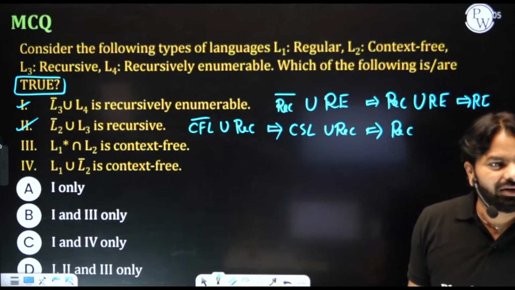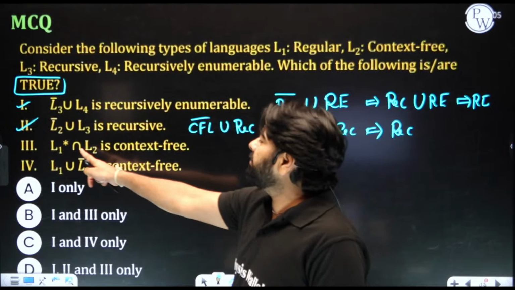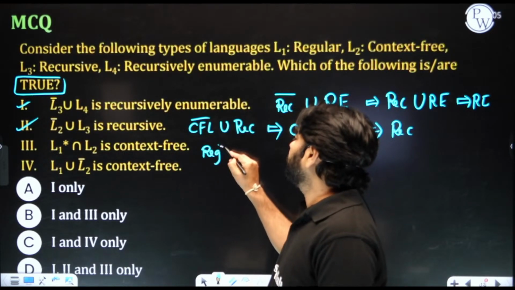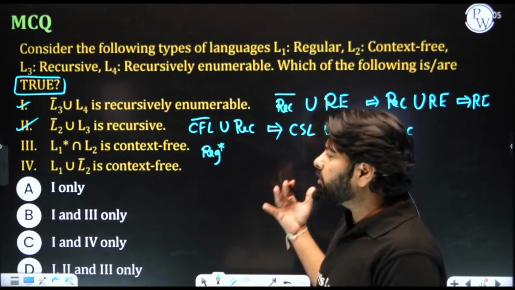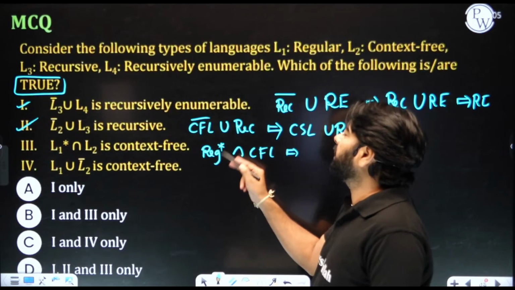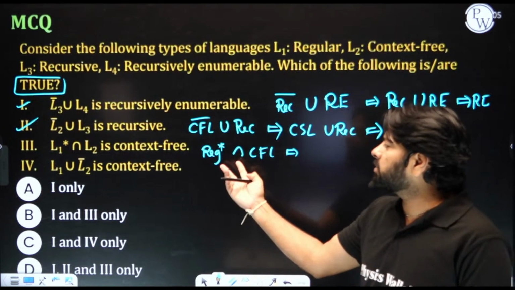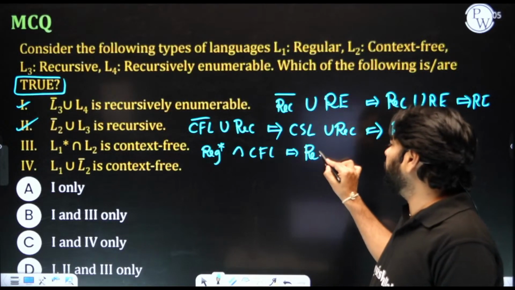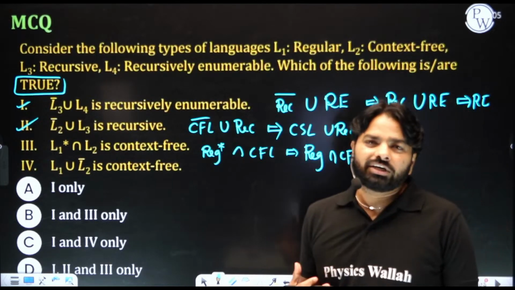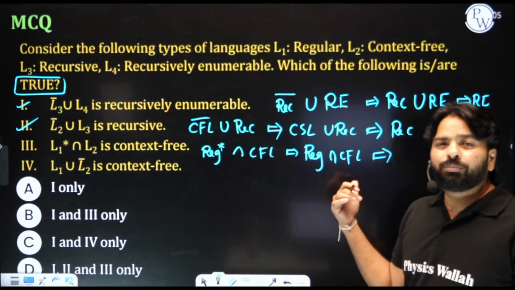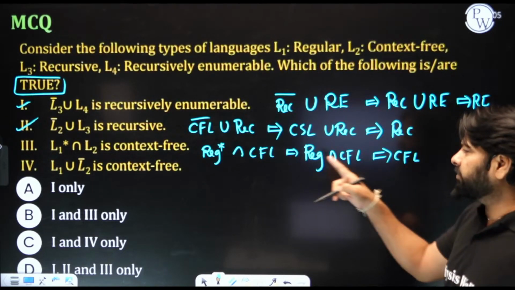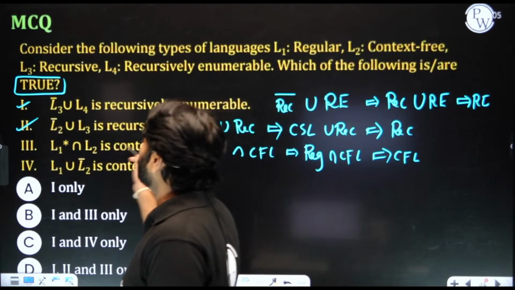Now the third one, L1 star intersection L2. What is L1? Regular. So Kleene star of regular, or Kleene closure of regular, intersection with the CFL. The Kleene closure property is closed for regular, so you will always get a regular language. Regular intersection CFL: you already know that CFL is closed under intersection with regular languages. So CFL intersection regular is always CFL. The statement says the same, it is context free.